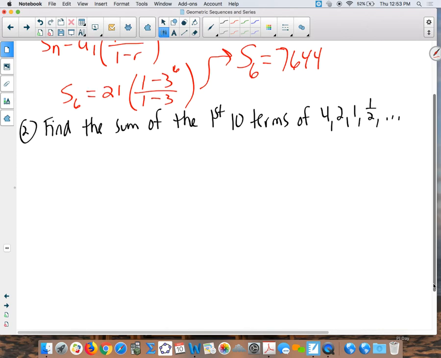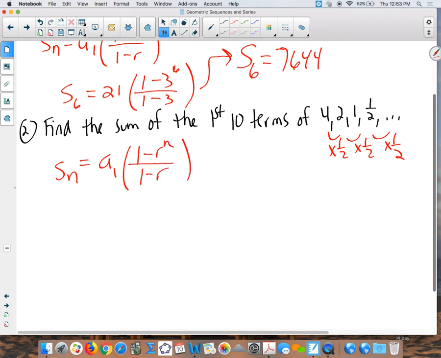Okay. Similarly, with our next example, again, we need to find our r value here. So example 2. We can multiply by a half every time. So again, our r is going to be half here. S sub n equals a sub 1 times 1 minus r to the n over 1 minus r. We're looking for the first 10 terms now, so n is 10. Our a sub 1 is 4. 1 minus a half to the n over 1 minus a half. You're welcome to use 0.5 for the half, if it makes it easier to type it in, that's totally your choice.